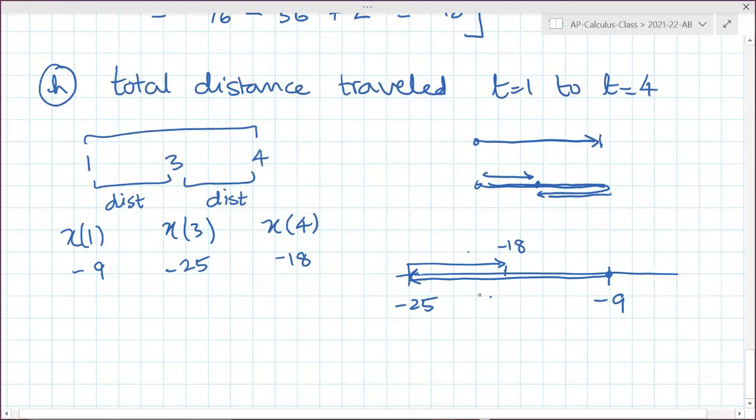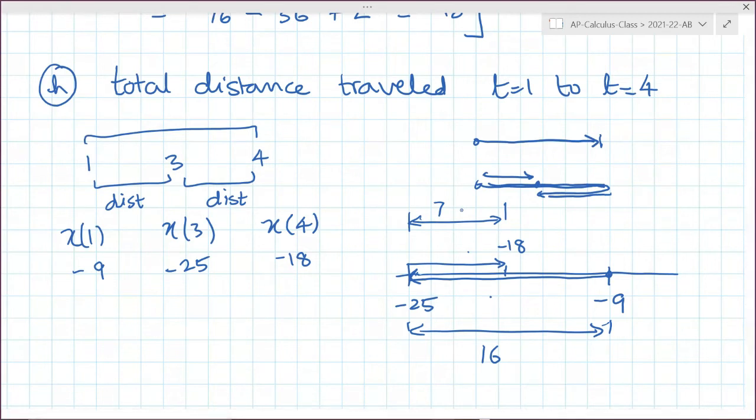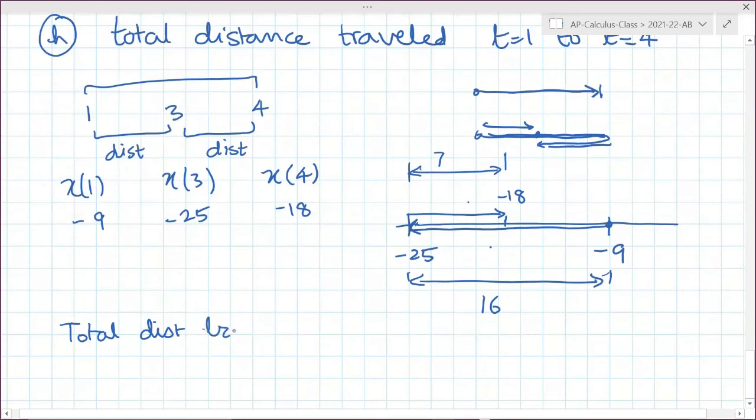So what is this distance from here to here? This distance is 16. And from here to here, this is 7. So when I write arrows on both sides, that means I'm not looking for a sign. I just want a positive number. It's that distance, right? So what is the total distance traveled? Total distance traveled is 16 plus 7 is 23 meters.